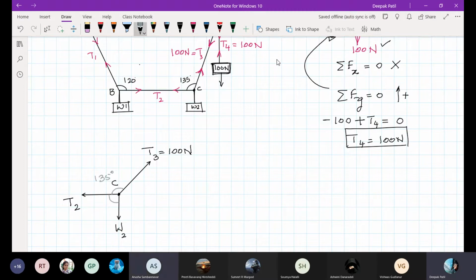How much will be that angle? It should be 90, right? Since this is perfectly horizontal and this is perfectly vertical, they are mutually perpendicular to each other. So this should be 90. So how can you calculate this angle then? It is simply 360 minus 135 plus 90, which comes out to be 135 degrees.